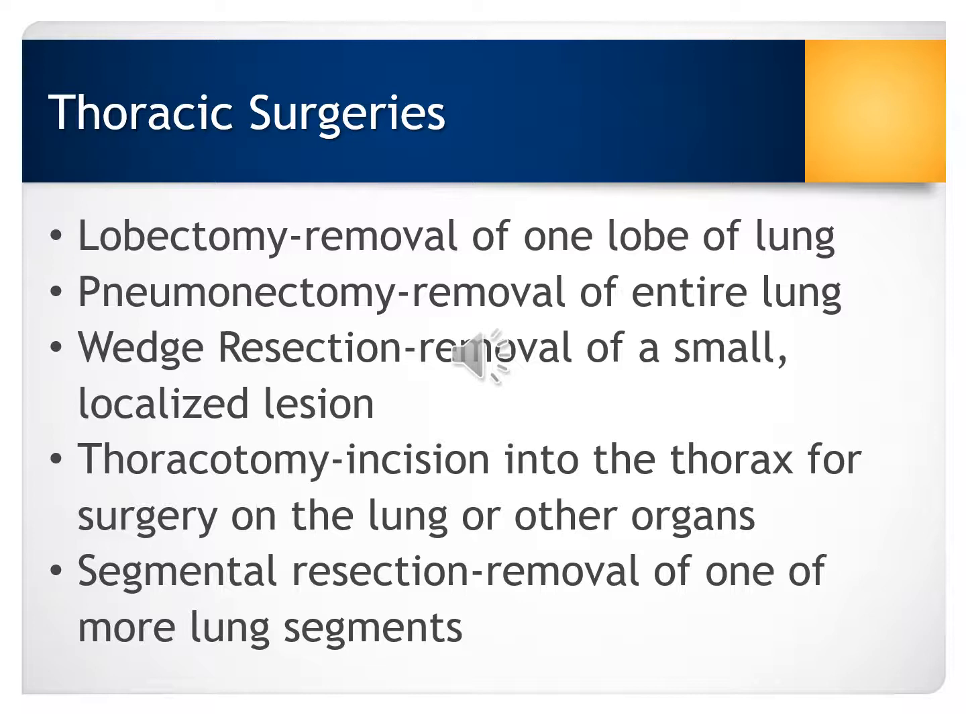A thoracotomy can be done for removal of the lung or surgery on the lung or for surgery on other organs. So typically there's an incision into the thorax. A segmental resection is removal of one or more lung segments, and again this is typically done for patients who have lung cancer.